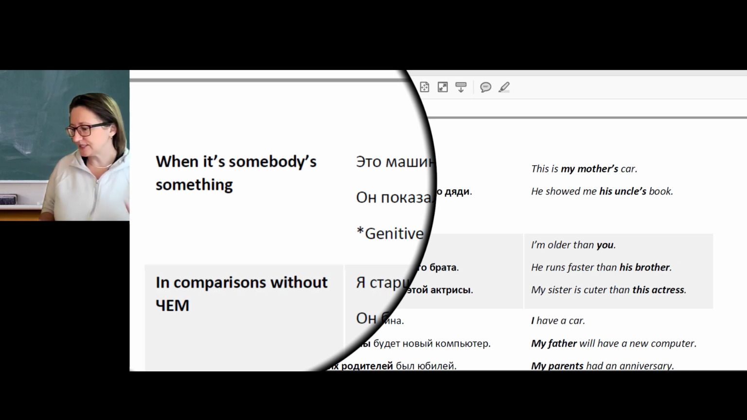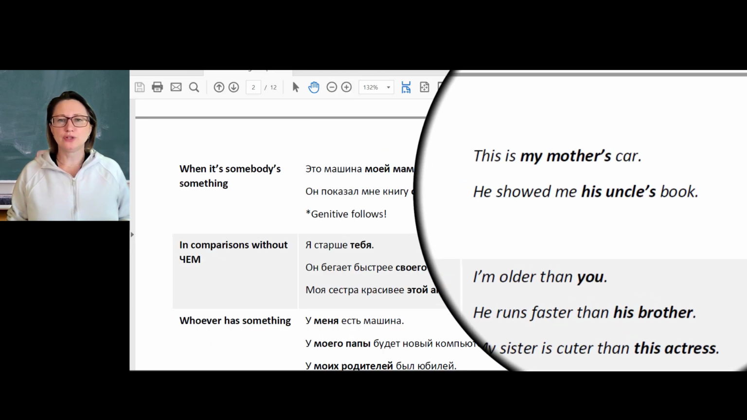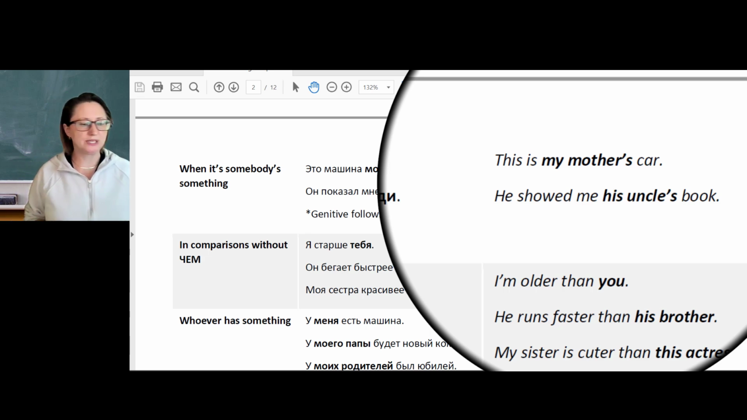Now, the very first context is already familiar to you because we had it on our basic context worksheet, and here it was expressed as possession with apostrophe S, except for someone's name or place. I went into a lot of details explaining why we have this exception, and I said later we'll remove it because you will know what I'm talking about. And here I already removed it. It's somebody's something. So if we look at the English examples, it will be: this is my mother's car. He showed me his uncle's book.